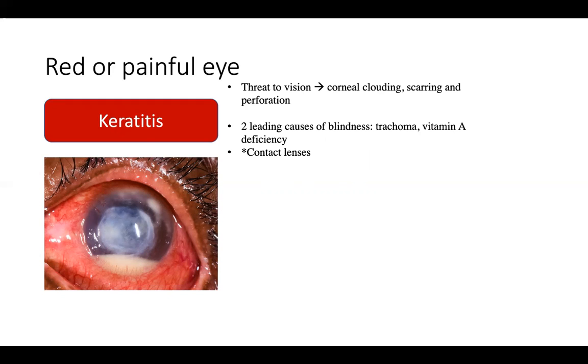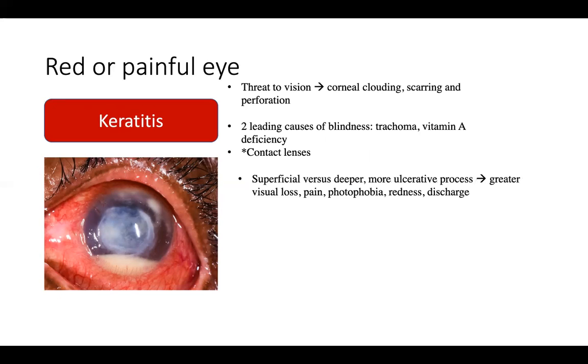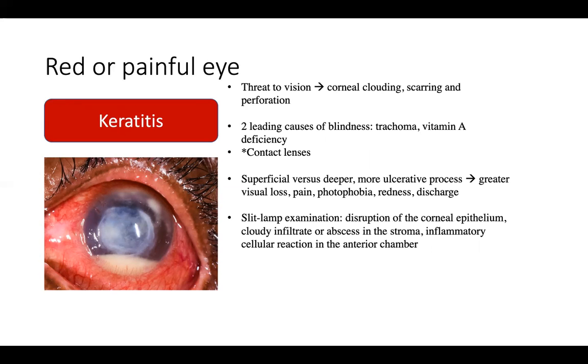In evaluating the cornea, it is important to differentiate between a superficial infection and a deeper, more ulcerative process. A deeper, more ulcerative process will produce greater visual loss, pain, photophobia, redness, and discharge. Slit lamp examination shows disruption of the corneal epithelium, a cloudy infiltrate or abscess in the stroma, and an inflammatory cellular reaction in the anterior chamber.